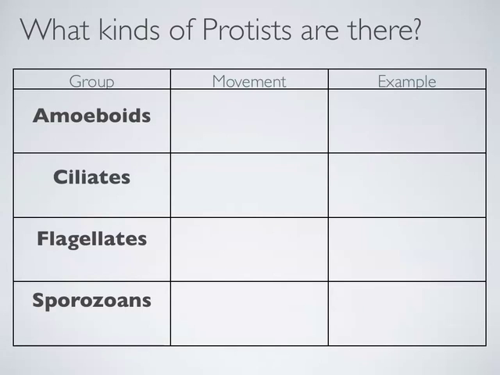So what we're going to do today is go over some of the basic characteristics of a few different groups of protists and talk about how we categorize some of them. Remember, the protist kingdom is a catch-all for things that don't fit in plants, animals or fungi, but they do have a nucleus. We're going to talk about four subgroups of protists, based on how they move: the amoeboids, the ciliates, the flagellates, and sporozoans.